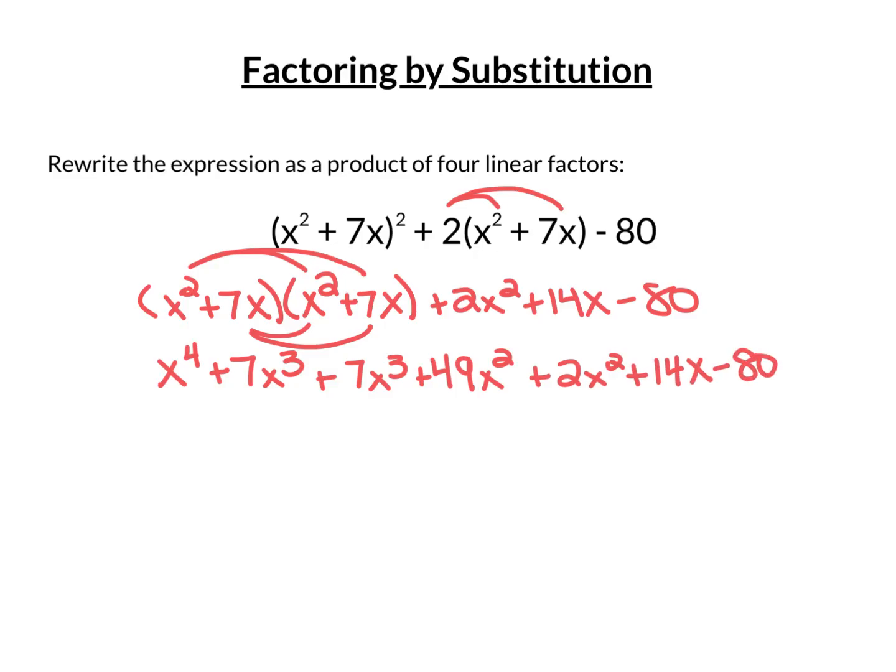Okay, and then we combine our like terms. So this x to the 4th, there's nothing to combine it with, so let me bring that down. We know that 7x cubed plus 7x cubed is 14x cubed. Remember, when you combine like terms, the exponents don't change. You just add the numbers in front, right? So same thing here, 49x squared plus 2x squared would be 51x squared. All right, so this is a lot going on so far. And then I'm going to bring down the 14x and the minus 80. So the plus 14x minus 80.